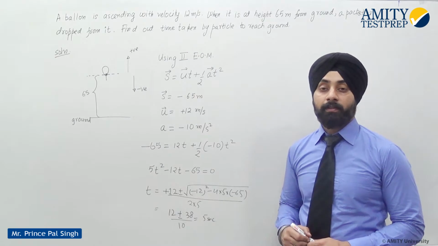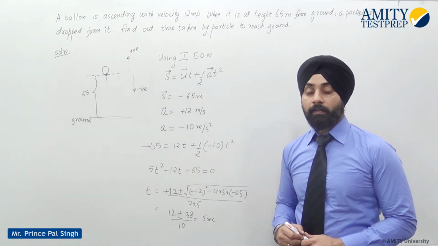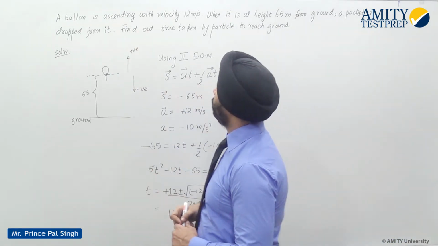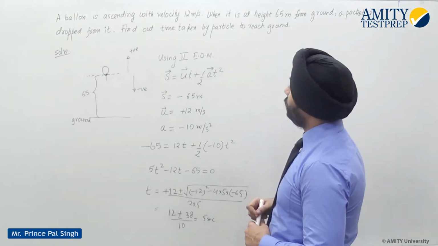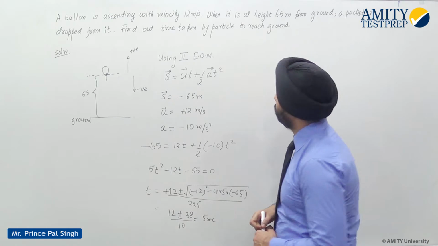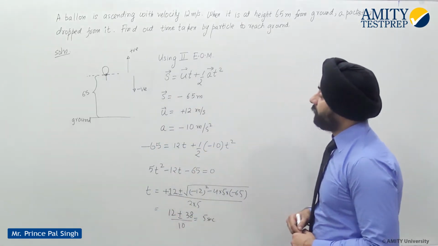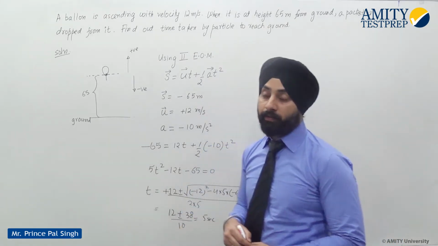Today we will discuss a problem in kinematics, that is the question in motion under gravity. A balloon is ascending with velocity of 12 meters per second. When it is at height 65 meters from the ground, a packet is dropped from it. We have to find out the time after which the packet will hit the ground.